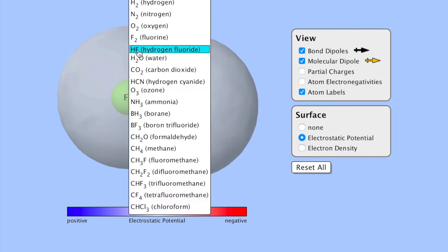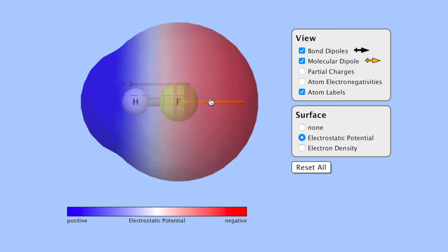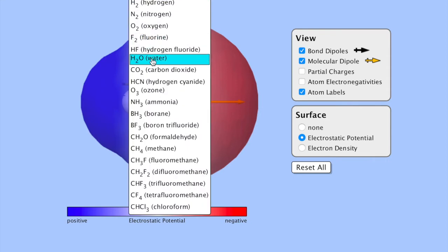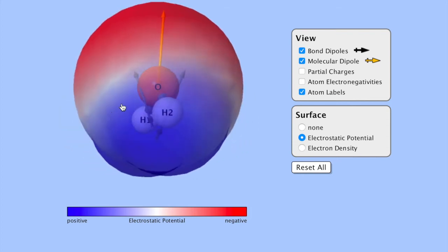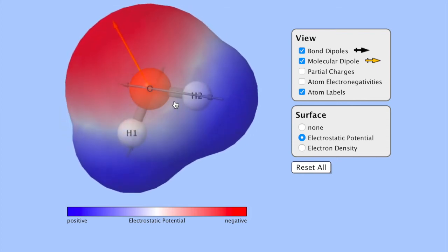Okay, so the first one we said that was going to be polar was hydrogen fluoride, or HF. And you can see this one looks much different. You've got blue on one side and red on the other, and that's because the fluorine is much more electronegative. Okay, and you can see that you have both a polar bond, which is this arrow, and also a polar molecule, which is the yellow arrow. Okay, we talked about water being polar because it's bent. So you can see this is not a straight line. You don't get everything right in a row. And the hydrogens have a positive charge and the oxygen a negative.